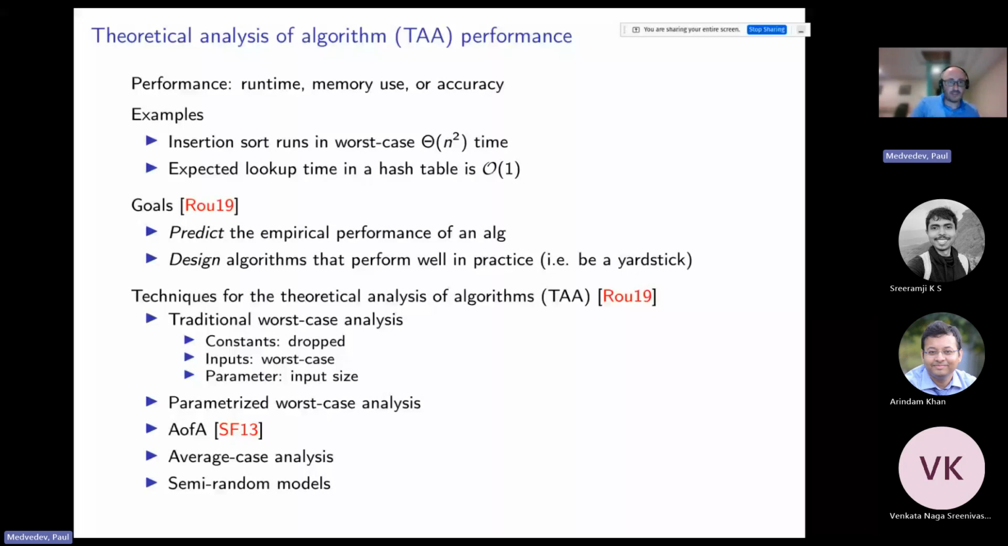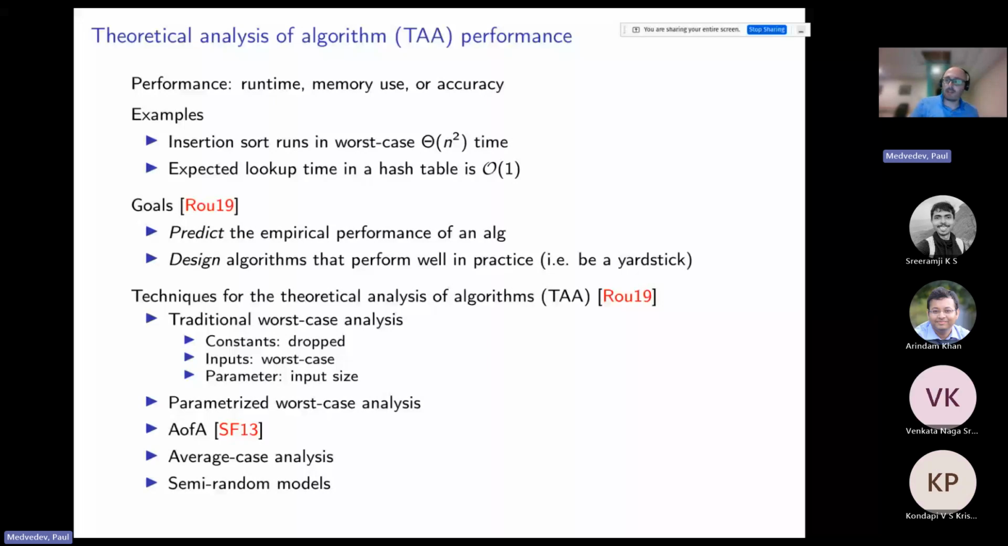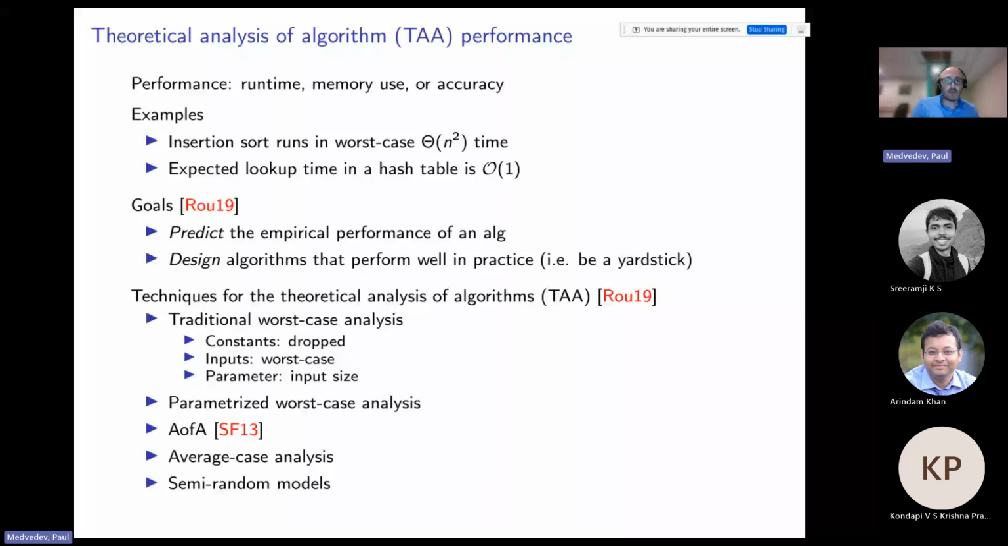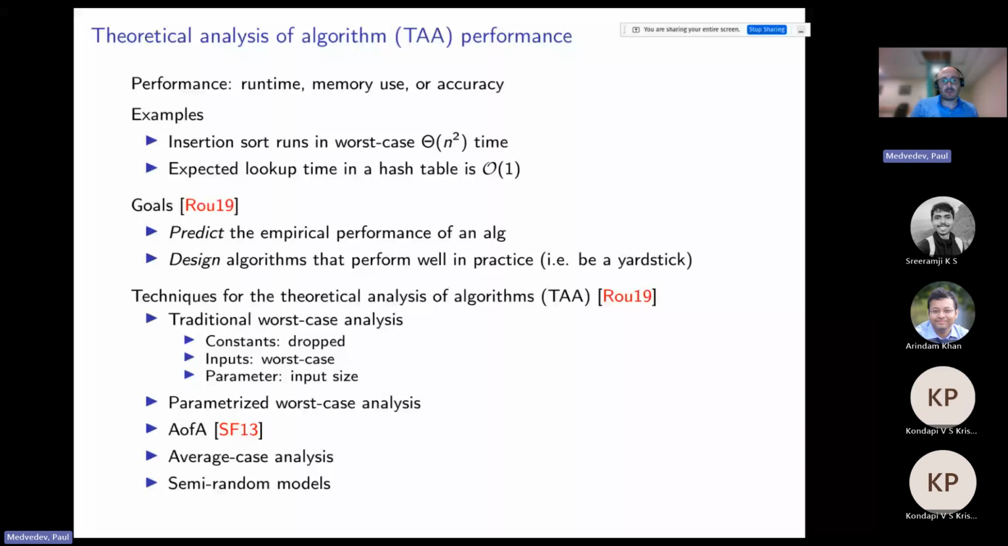So like I mentioned, the traditional worst case analysis, which we learn and we teach in undergrad classes. Here, the constants, even for higher order terms, are dropped. Right? We don't say theta 2n squared. We look at the inputs as being worst case, not average case, not something else. And the parameter we use to analyze is the input size, not something else.